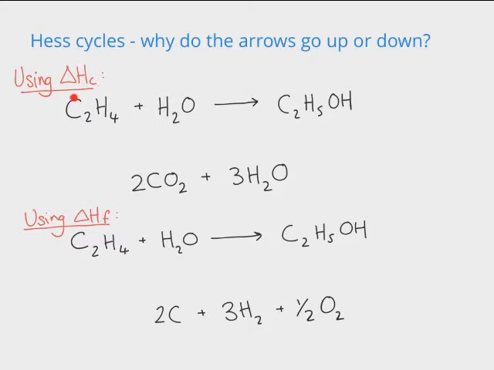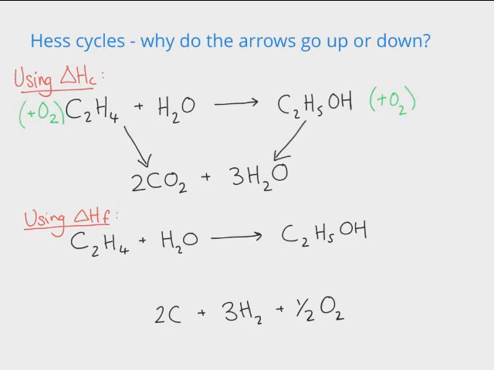So I could use combustion enthalpies to work out the reaction at the top, because if I combust ethene on the left-hand side, I will make CO2 and H2O, and if I combust ethanol, I will also make CO2 and H2O. That's why my arrows go down, because CO2 and H2O are the products of the reaction of combustion. I haven't written the oxygen in there. We don't normally write the oxygen. I'm going to put it in there because it's going to be useful later when we look at a more complicated example.